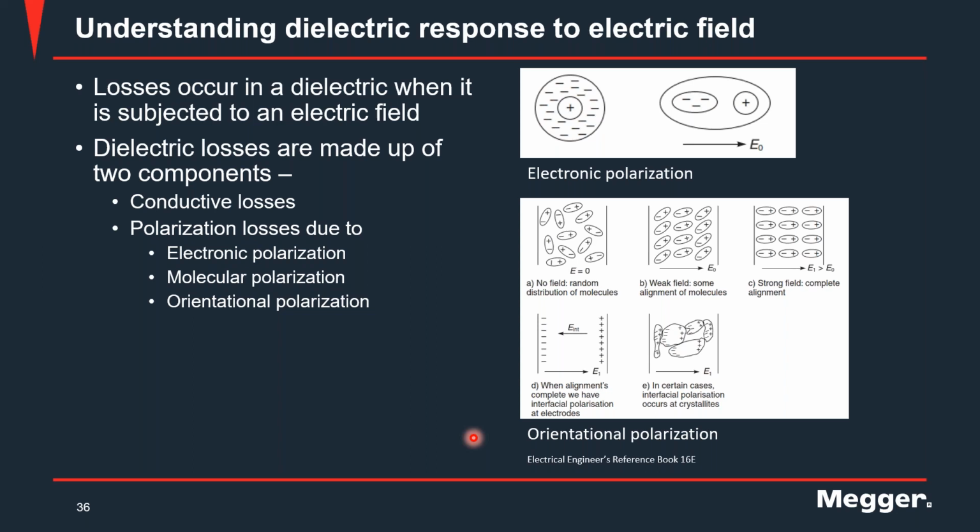So you can have higher losses occurring, and also some processes may not be able to keep up with the frequency of the field. For example, orientational polarization: if you continue to increase the frequency of the electric field to a high number, the orientational process may not be able to keep up with it, whereas electronic polarization, which doesn't require much effort and takes place relatively quickly, would still be able to keep up and will continue happening. So the polarization processes and the losses associated with them differ with the frequency of the electric field that's being applied.